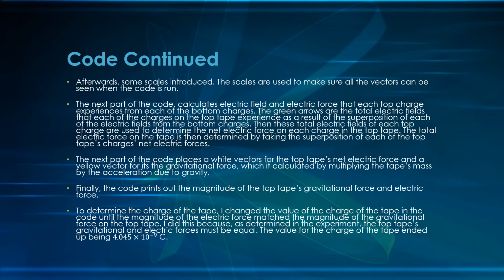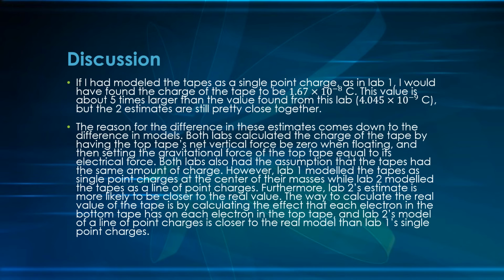I found the charge of the tape to be 4.045 times 10 to the negative 9 coulombs because this is the value of the charge which makes the gravitational and electric forces equal, which has to be the case as determined in the experiment. If I modeled the tapes like in Lab 1, I would have found the charge of the tape to be 1.67 times 10 to the negative 8 coulombs. This is about 5 times larger than the Lab 2 value, but both estimates are pretty close together.